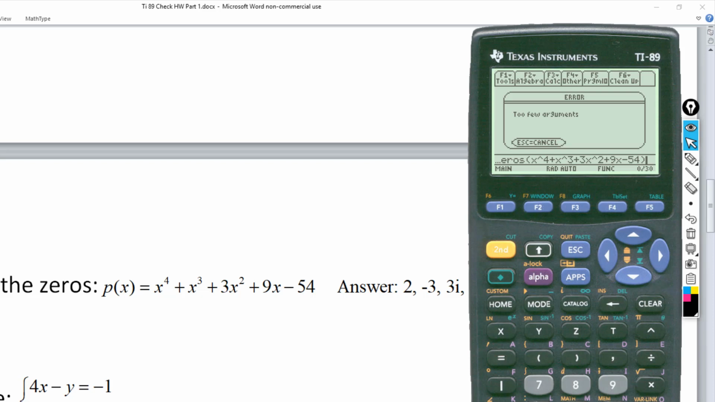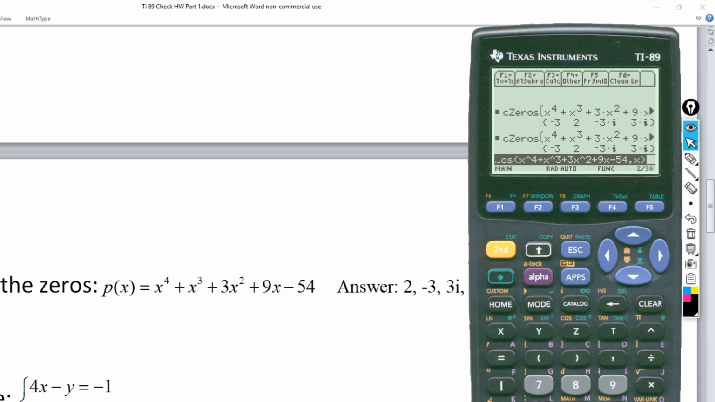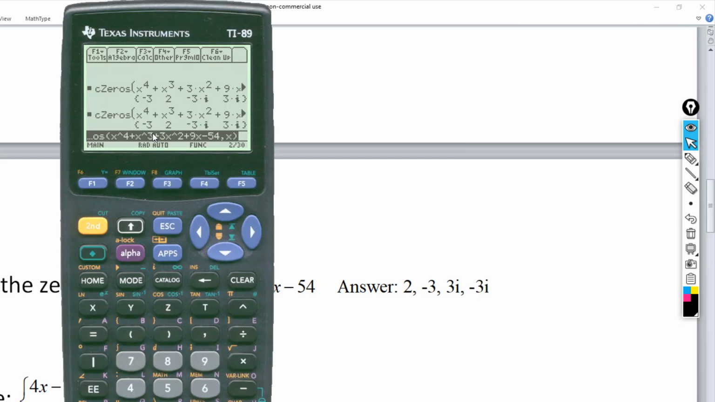Okay, hit escape key. Go back. It wants the variable. Okay. So this one you have to give it the variable, just like solving an equation. Comma X, and you see the zeros are minus 3i, plus 3i, a negative 3, and a 2.